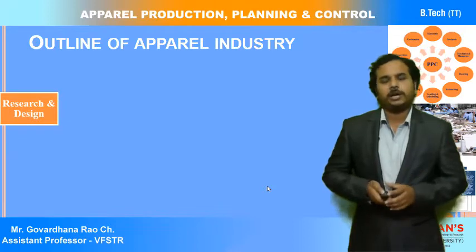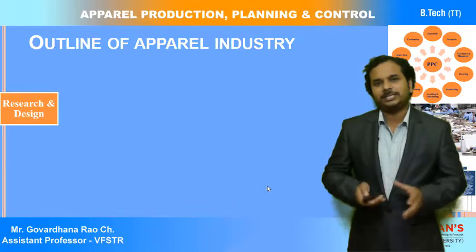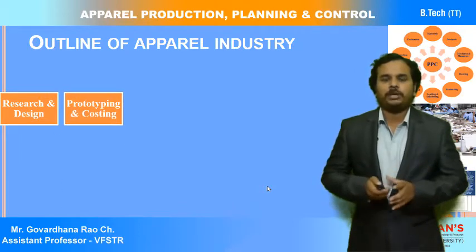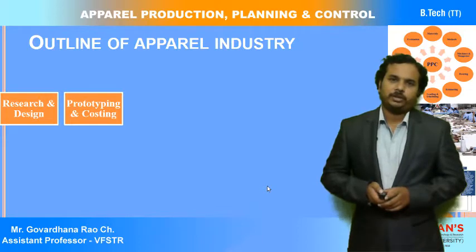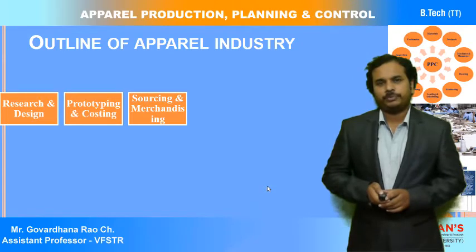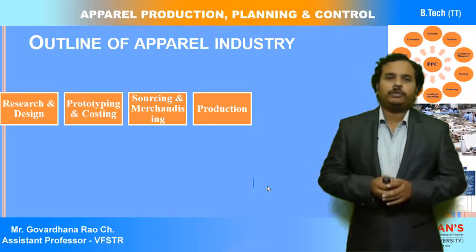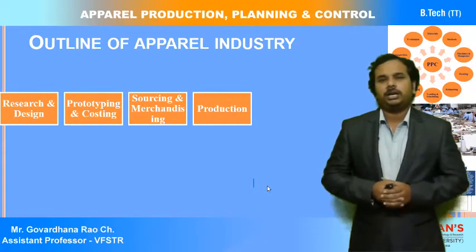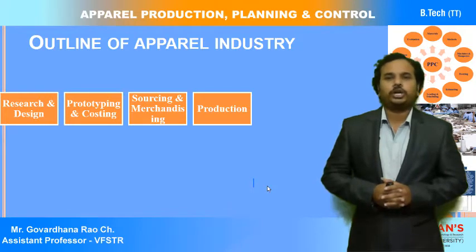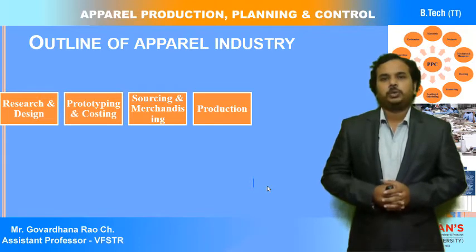Now you can see here, there is a research and development department or research and design department, and we have a prototyping or costing department, and we have a sourcing and merchandising department, and we have a production department. The first three are very important in terms of taking the prototype of a product or sample to the bulk order.